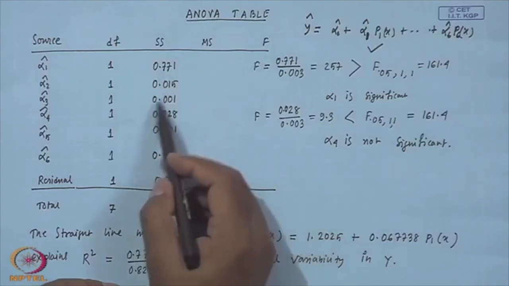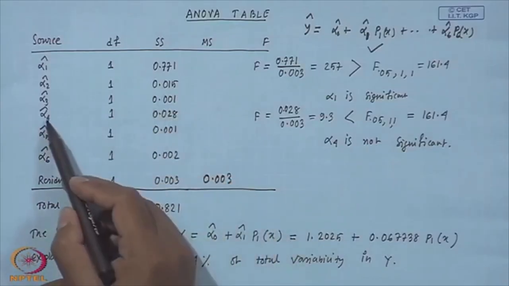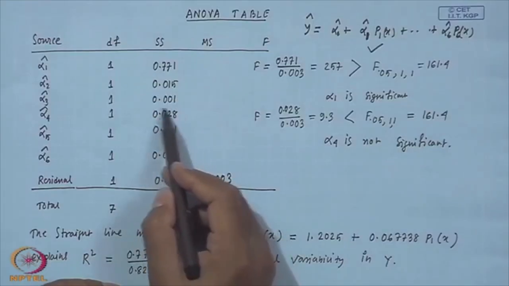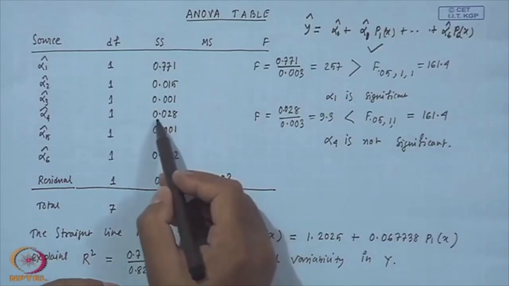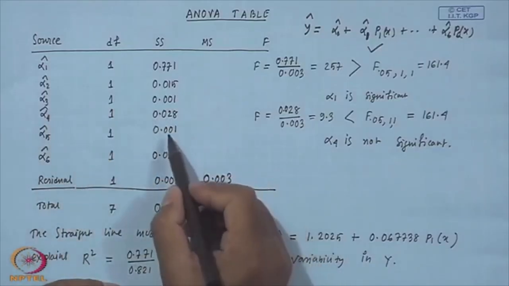So, instead of checking all these, I will see which one is the bigger one. For alpha 4 hat it is significant, I mean it is larger than the other alpha j's. So, I will test the significance of alpha 4 hat first.